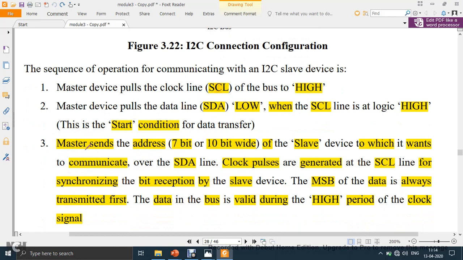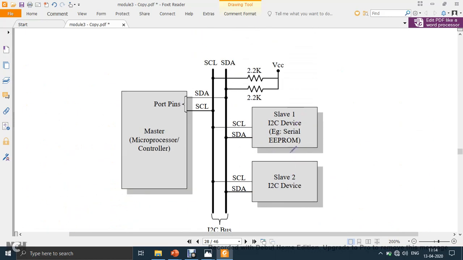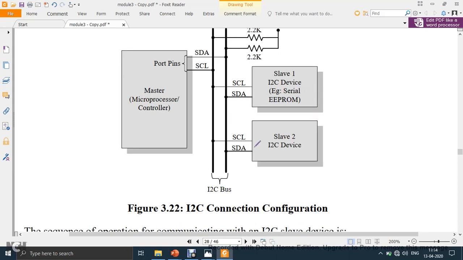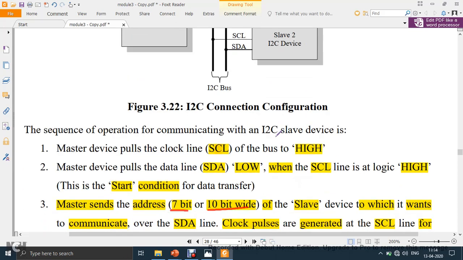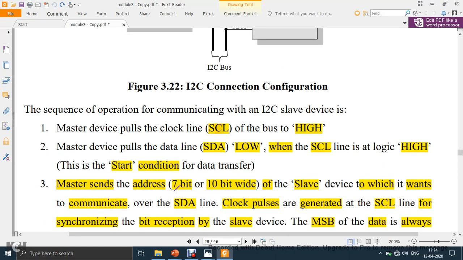Then after the start condition, the master sends the address. The address can be 7 bit or 10 bit. What is this address? Since there are two slave devices, it has to select which slave device it wants to communicate with, whether slave 1 or slave 2. So each device will be given an address. It is just like house addresses, or the door number for each house. Which door number do you want to send the registered post to? So that address is 7 bit or 10 bit, for the slave device with which it wants to communicate.